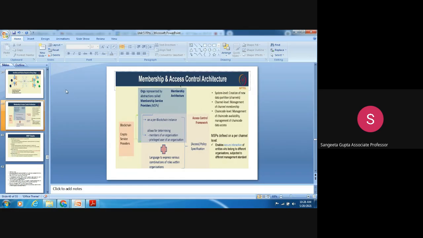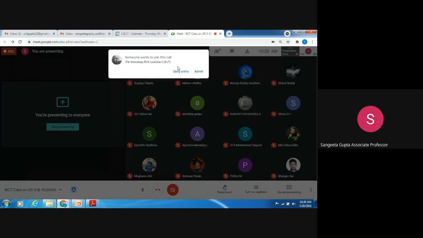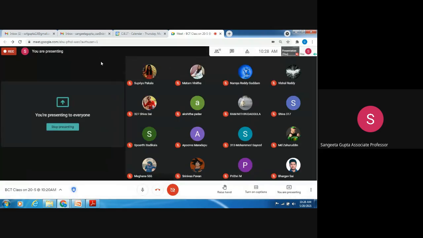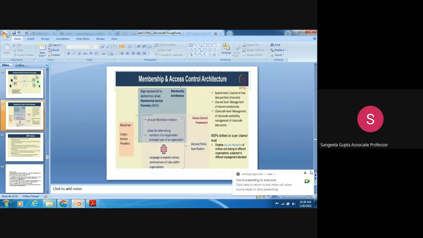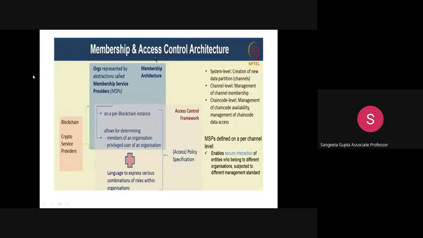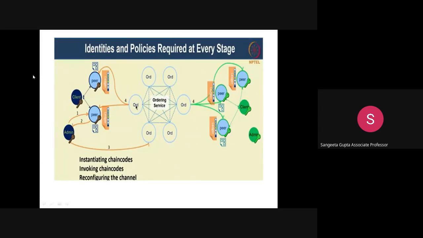Pointing towards the Hyperledger Fabric implementation with respect to IBM. So we have been discussing certain security and privacy aspects for the same thing. We have seen different components at different levels. Hope you're able to see my screen.